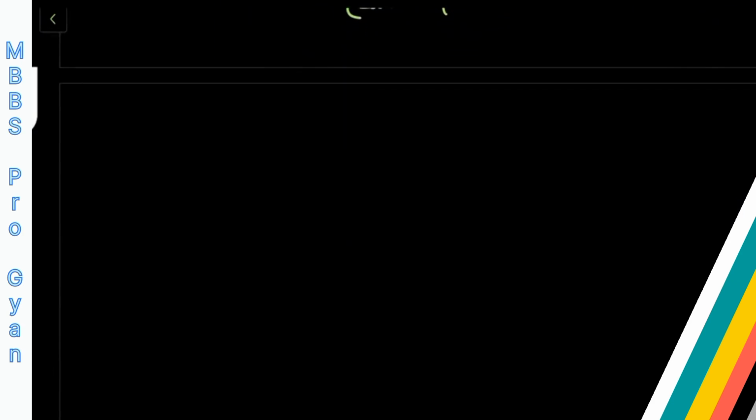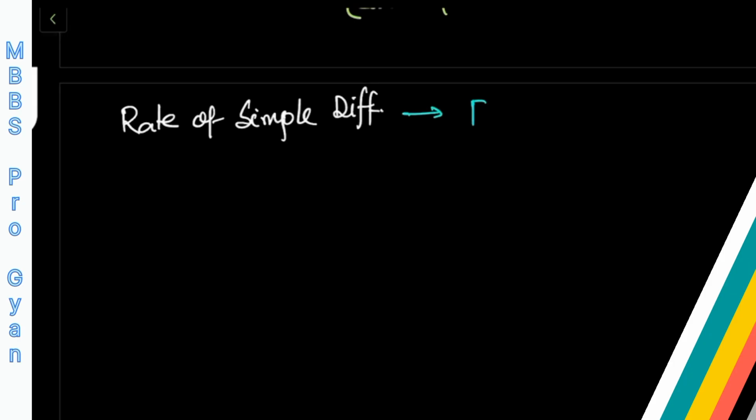Now, the rate of simple diffusion is calculated by a law which is known as Fick's law of simple diffusion. Very, very important.